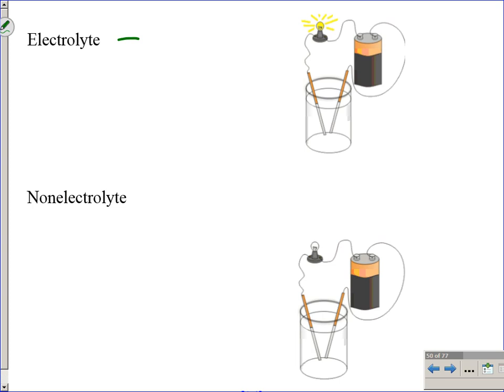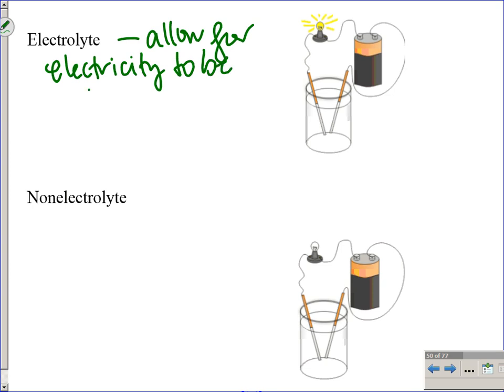Conductive. So they allow for electricity to be conducted through the solution, or we can just call it a conductive solution.